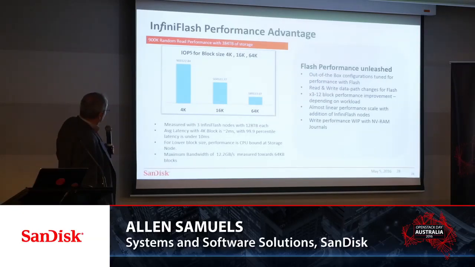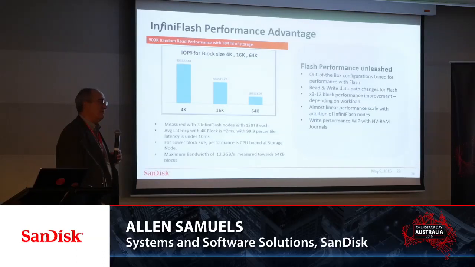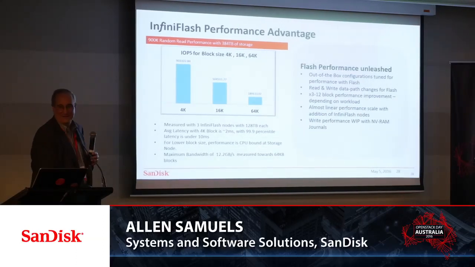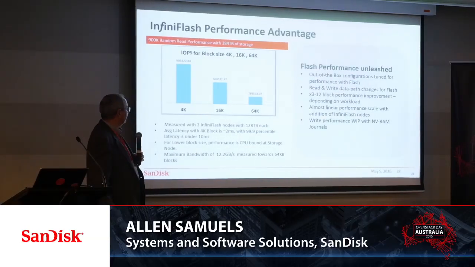And this slide's a little old. We're showing 900K IOPS. This is into 384 terabytes of storage. If you max the box out at 512, you can get over 1 million. We should update this slide. Sorry, that's my fault. We can get over 2 million IOPS, but that'll be under 2 milliseconds. Right. And this is random 4K reads.